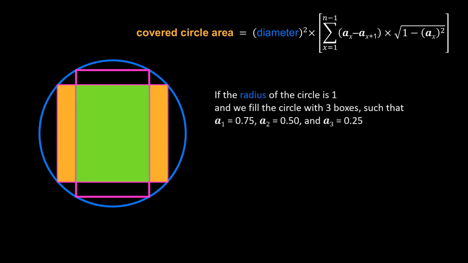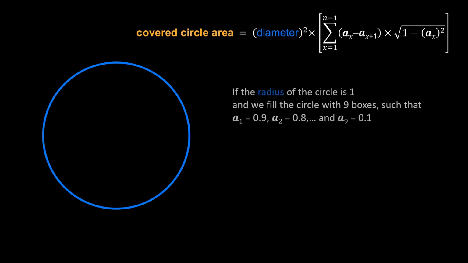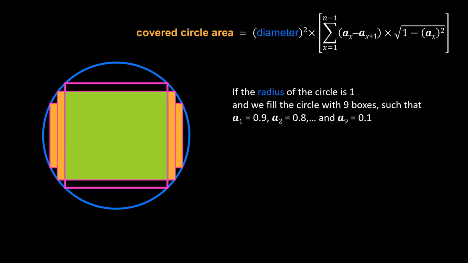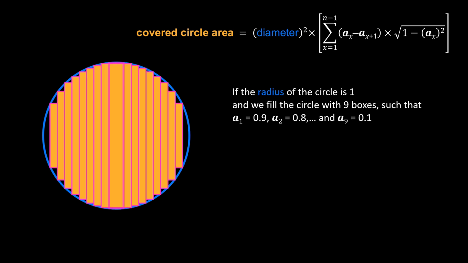If the radius of the circle is 1 and we fill the circle with 3 boxes such that A1 is equal to 0.75, A2 is equal to 0.5, and A3 is equal to 0.25, then the covered area is 2.49. If the radius of the circle is 1 and we fill the circle with 9 boxes such that A1 is equal to 0.9, A2 is equal to 0.8, and so on, then the covered area is 2.9.